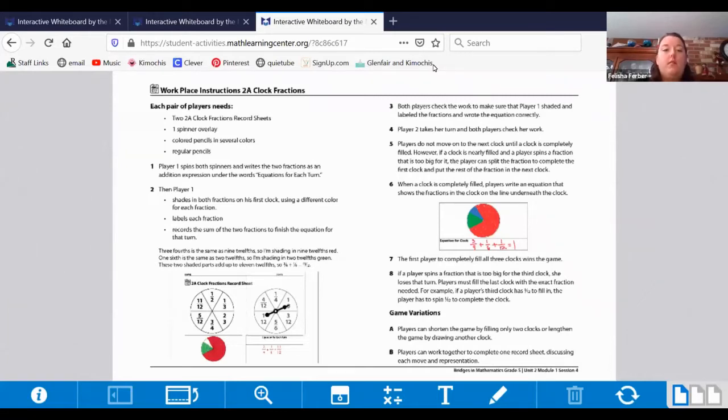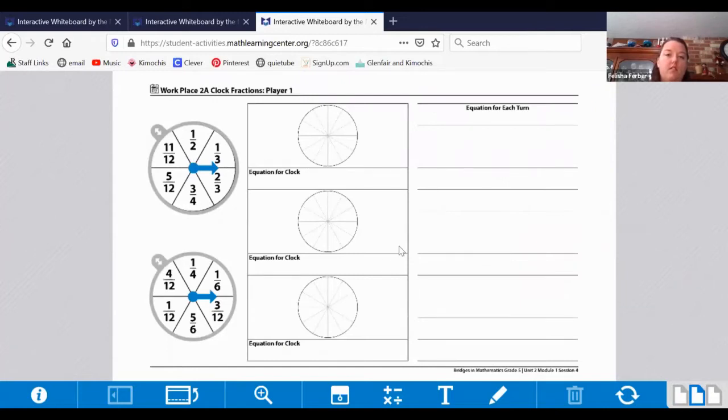Okay, so let's learn our new game. This game is called Clock Fractions, and the link to this game is in our assignment as well as in the Unit 2 Workplaces Games folder. Just like the other games, this starts with the directions. Then if you click the next page, you have the spinners and a worksheet for player 1. The second one is for player 2. With this game, it might be helpful to have the clock fraction page that we did yesterday so that you can remember what these fractions are.